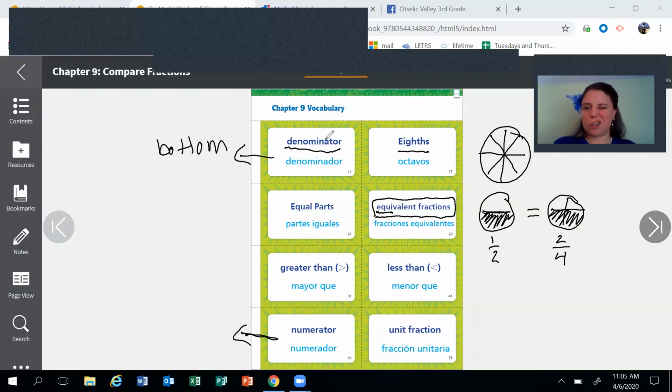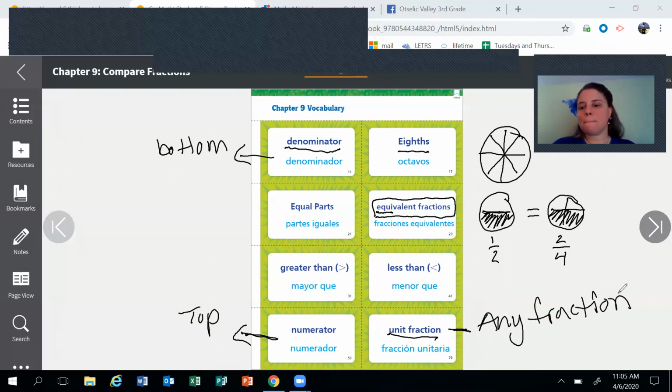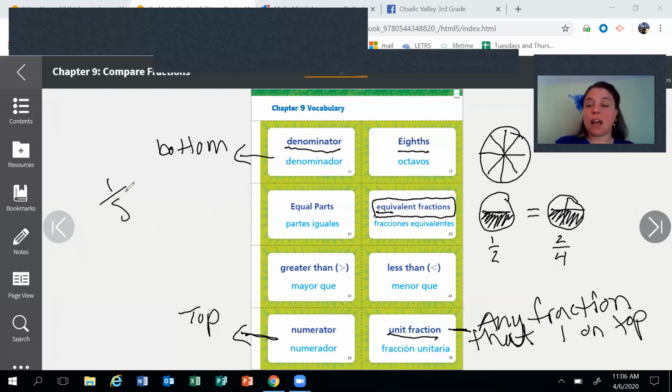And then we have numerator. So we already said the denominator is the bottom, so the numerator is what? The top, right? And the numerator is how many pieces we are counting. And unit fraction, this is review from last time. Any fraction that has a what on top? That has a 1 on top. Not on the bottom, it has to be the numerator. Okay, so 1/8, that's a unit fraction. 1/16, that's a unit fraction. 2/5 is not a unit.